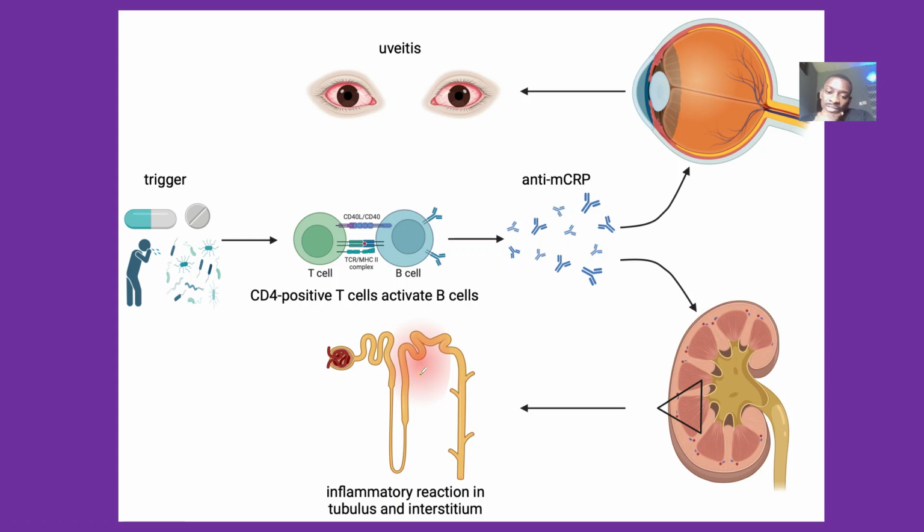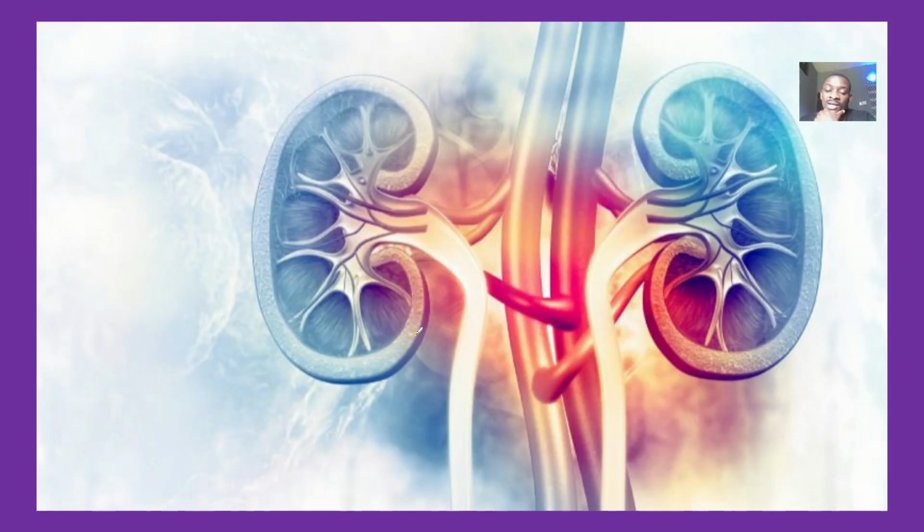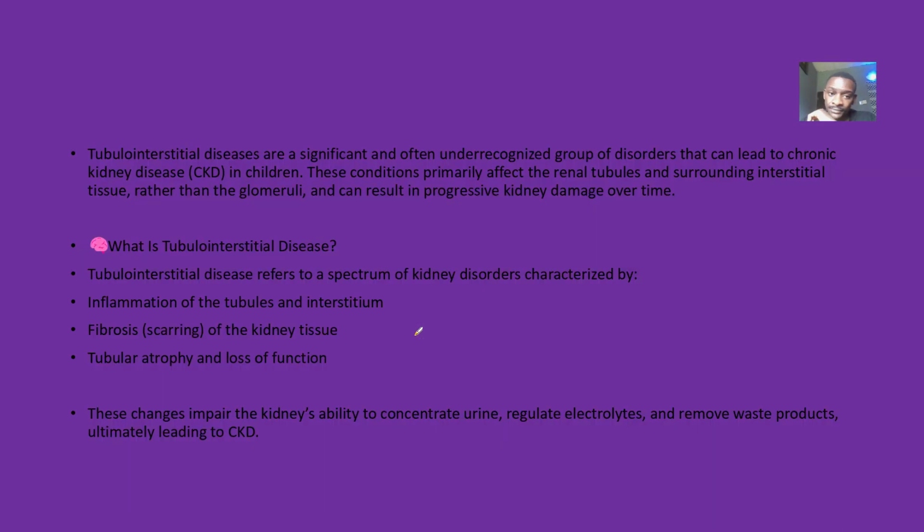Of course, when you hear about tubulointerstitial, you are talking about all those proximal convoluted tubules, distal convoluted tubules. So you can have diseases originating from these areas. Over time, they can cause chronic kidney disease. So let's establish the link. Tubulointerstitial diseases are significant, but often when we are talking about causes of chronic kidney disease, we usually leave them out.